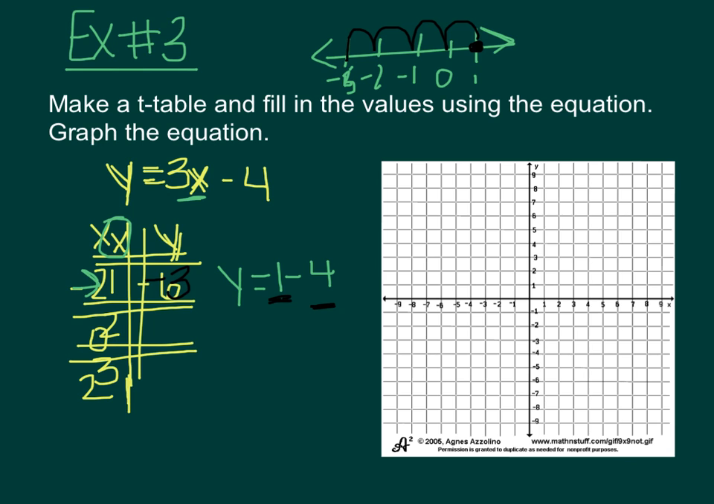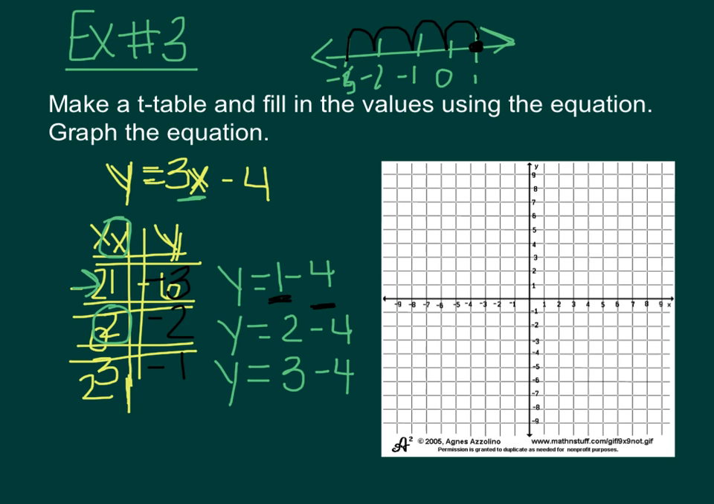So then when we do the next one, y equals, we plug in a 2 for the x, so 2 minus 4 is going to be a negative 2. Then the last one, y equals 3 minus 4 is going to be a negative 1.